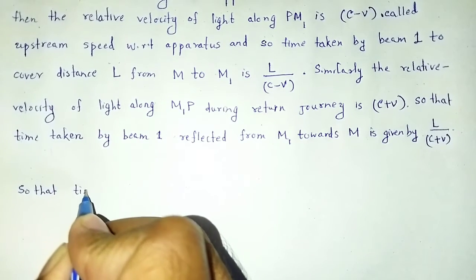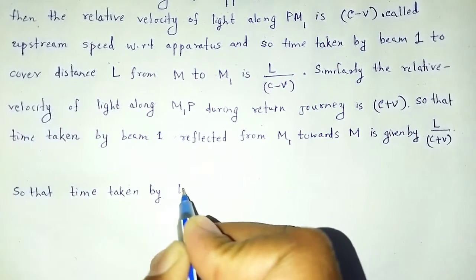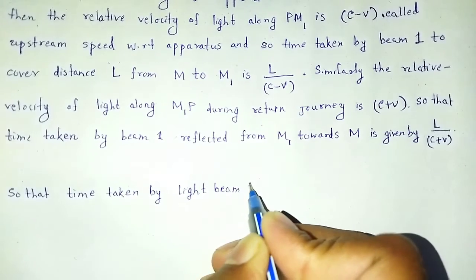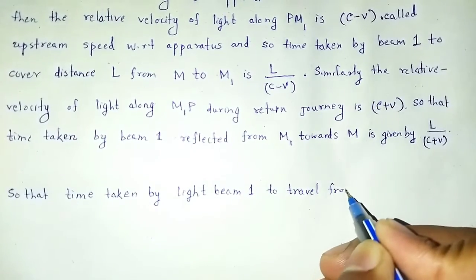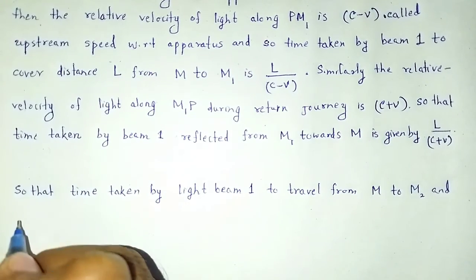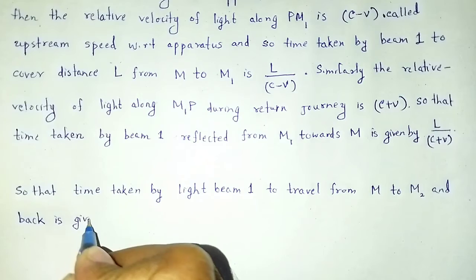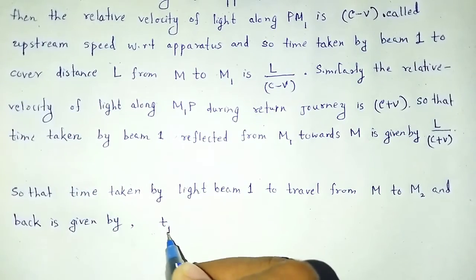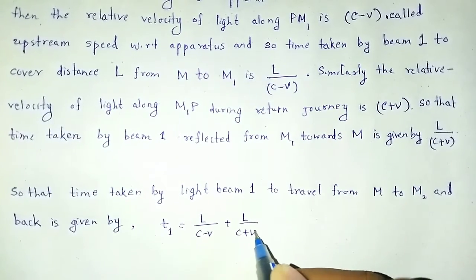so that the time taken by light beam 1 to travel from P to M1 and back is given by T1 is equal to L divided by C minus V plus L divided by C plus V.